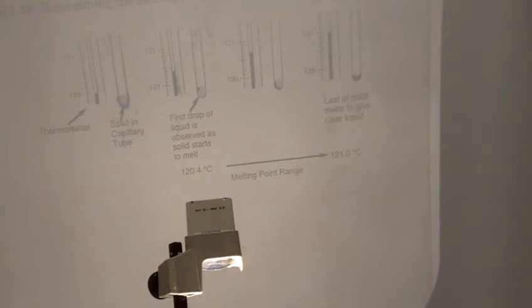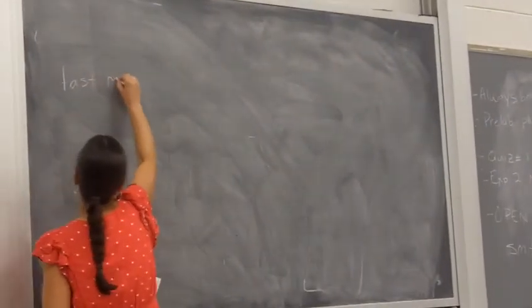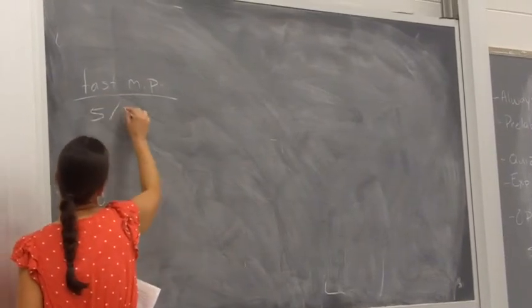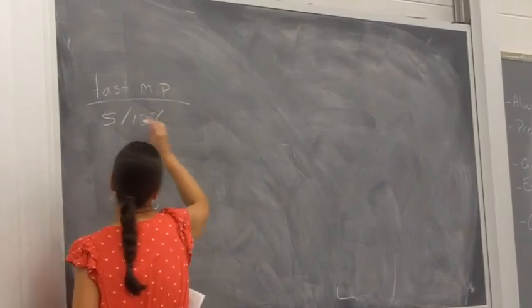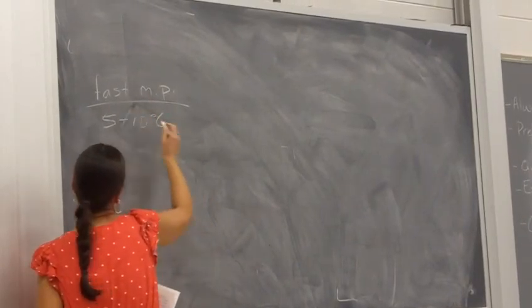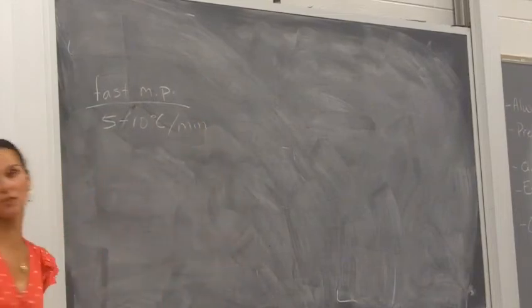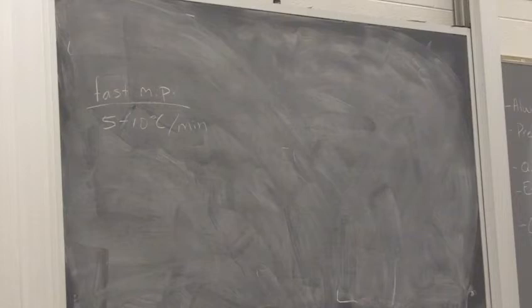Now, a couple guidelines for the melting points, okay? To save yourself time, what I highly recommend doing is a fast melting point for each of your solids, where you heat it up at about 5 to 10 degrees Celsius per minute, okay? I'll write it this way to make it more clear. You want to do that because, I'm going to put the table of our possible compounds up here.